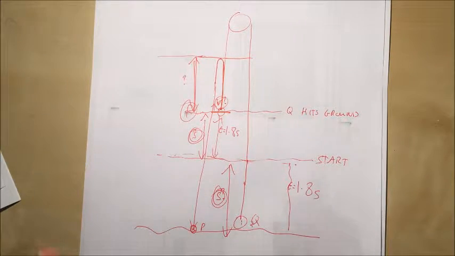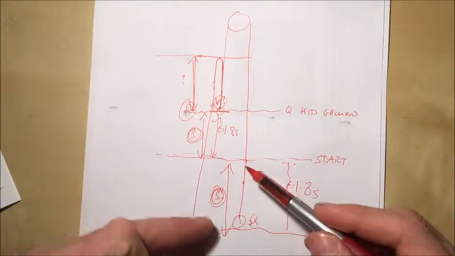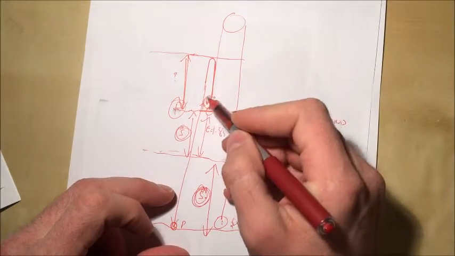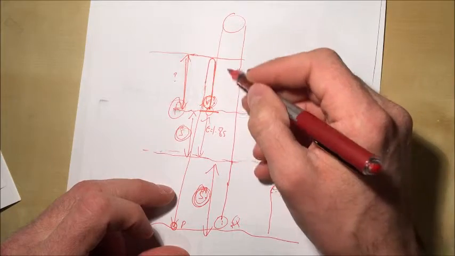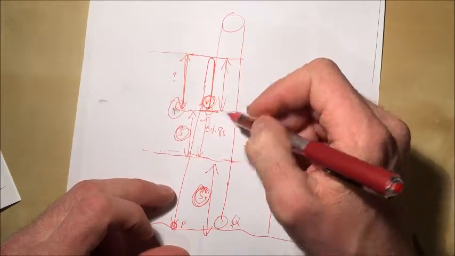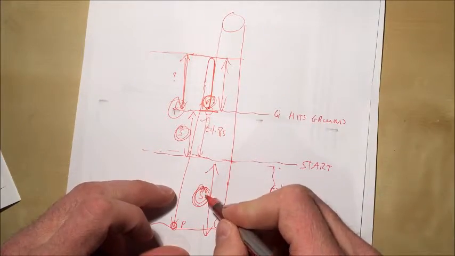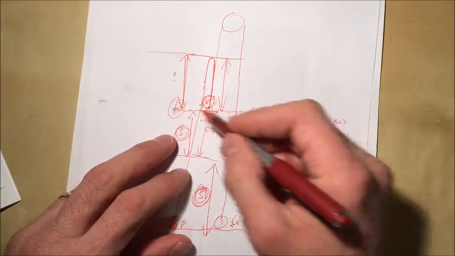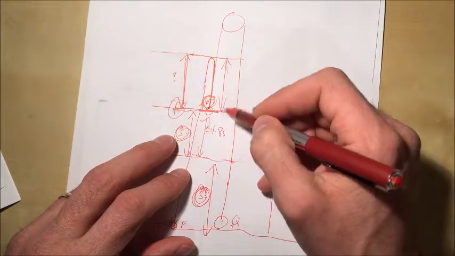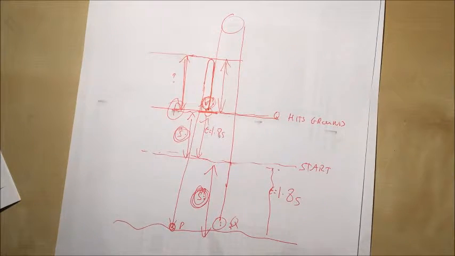We're going to have to do 3 Suvat equations. 1 to find out this distance, 1 to find out this velocity, and 1 to find out this distance here. Then we're going to add this distance to itself to get up to this height, and we're going to add on this distance as well to get our final answer.